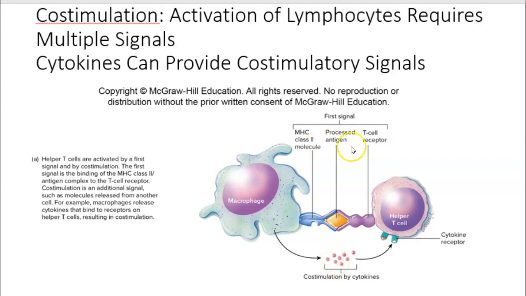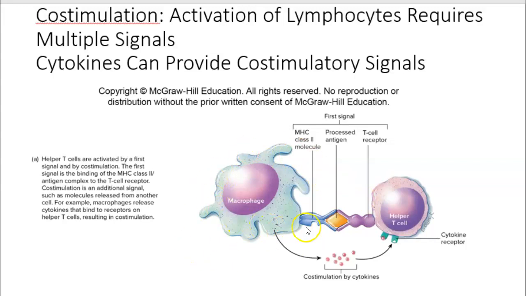So if you take a look at this, here is a helper T cell. That's a type of T cell. And helper T cells have a T cell receptor that is going to be specific for an antigen. And here is a macrophage that has eaten a foreign invader, chopped it up and processed it, and put it on the surface via an MHC class II molecule. So a helper T cell must be presented with an antigen. It cannot bind free-floating antigens.